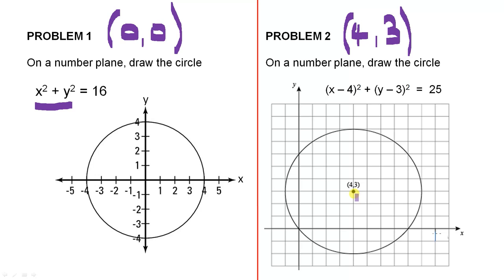So you put your compass on 4, 3. Now what's the radius? Similar to problem 1, it's the square root of this number, which is 5. So you put the point of the compass here on 4, 3, and you go out 1, 2, 3, 4, 5 places, and you draw the circle. And it's that straightforward. So I'll move on to the next slide now.